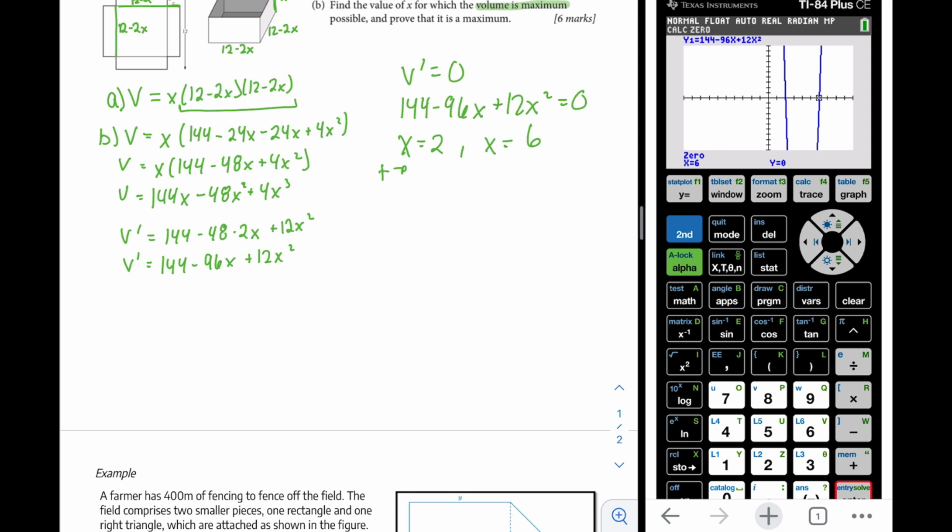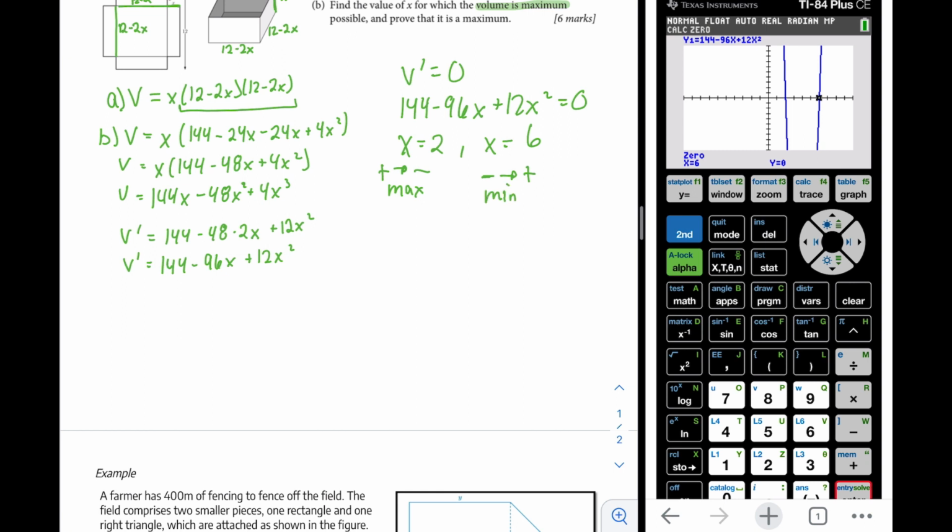Let me write that down here. And then for x is equal to 6, the derivative goes from negative to positive. So if we think what that means for a function, if our function had a positive slope, that means it was increasing, and then it went decreasing. So at x is equal to 2, we're going to have a maximum. And for x is equal to 6, our function was decreasing and then increasing again. So this would be a minimum point.